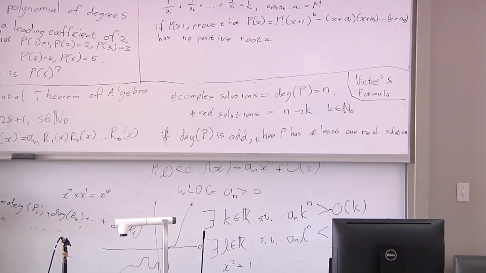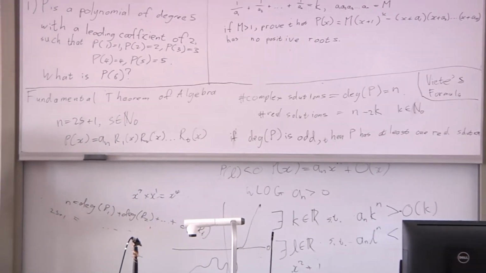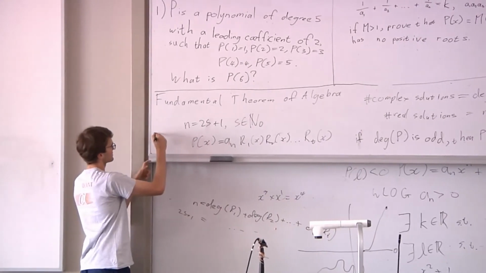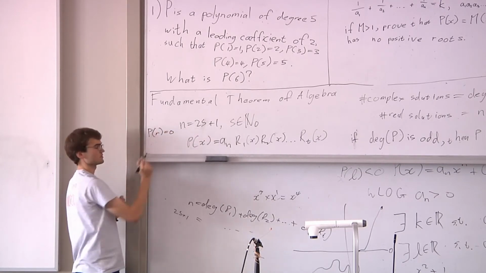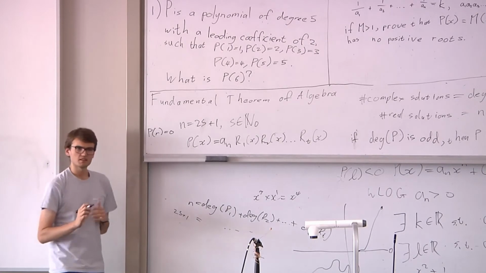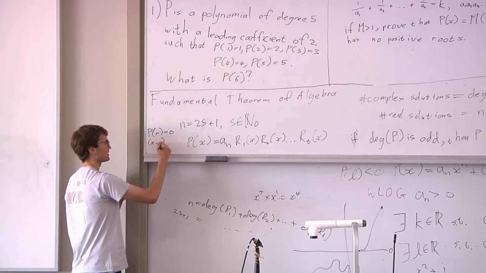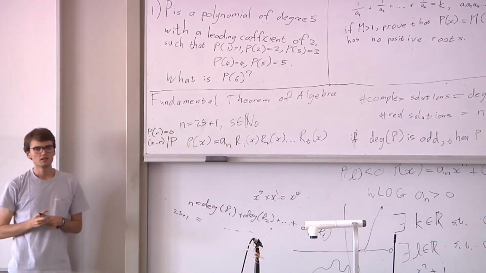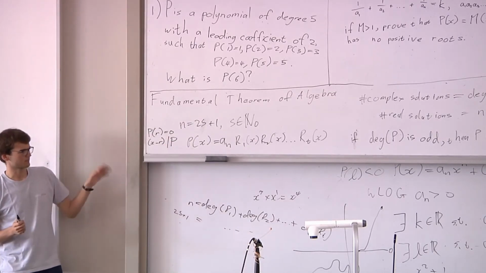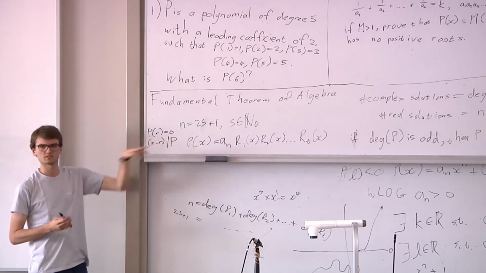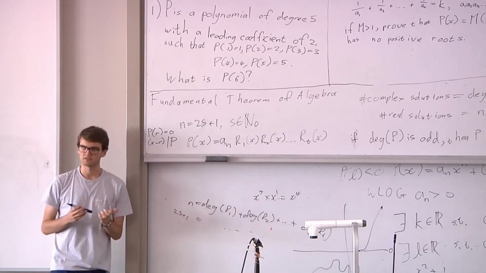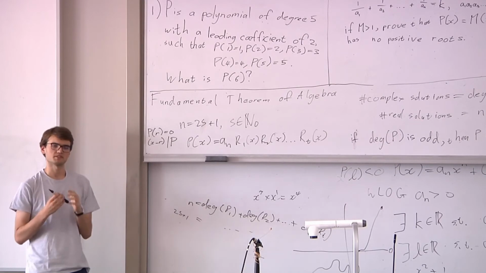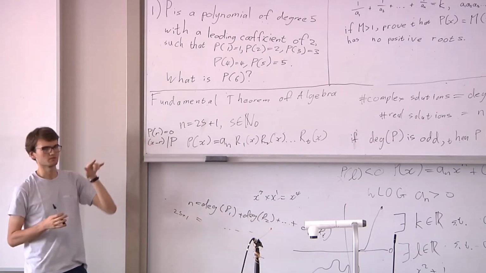Now, suppose that there is a real root, then you can write, suppose that p of r is equal to 0, where r is some real number, then you know that x minus r is a factor of p. And this is known as the factor theorem, but it's just a direct result of the fundamental theorem of algebra. So if there is a real solution or a real root of this polynomial with odd degree, it can be written as a factor with degree 1.